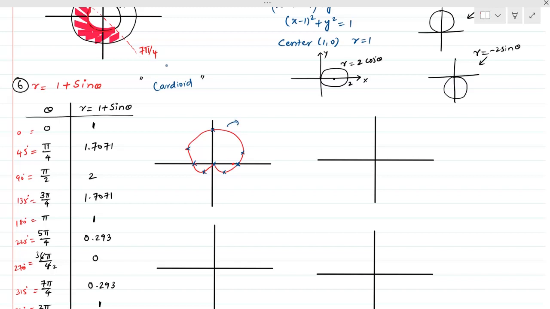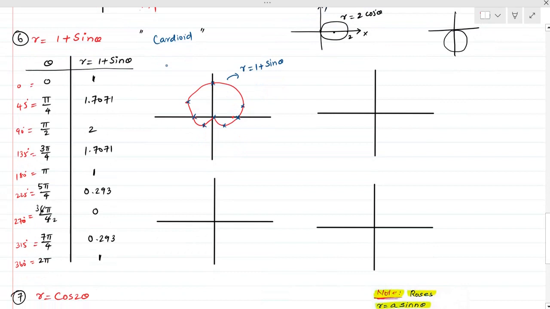So this is the positive part of r equals 1 plus sine theta. Sine theta means positive part of the y-axis, the major part. If it is given r equals 1 minus sine theta, it goes to the negative part of the y-axis. So it will be like this. That's it. So this is the minus sine theta.